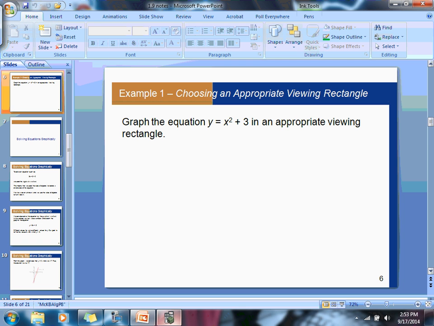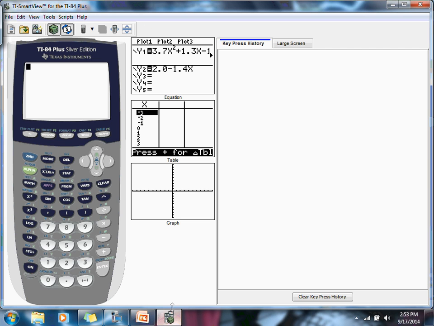So our first example here is just going to be a little bit of a reminder, a little bit of a refresher. It says to graph our equation, y equals x squared plus 3. And I'm going to go right to my graphing calculator. And to graph, we want to go to y equals.